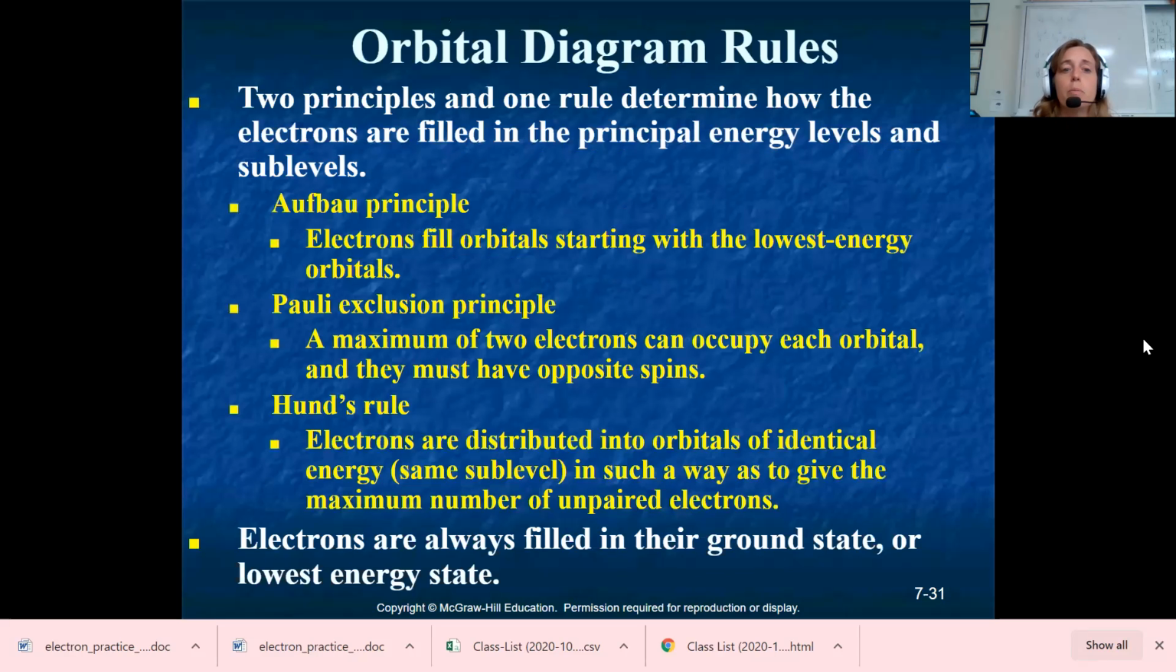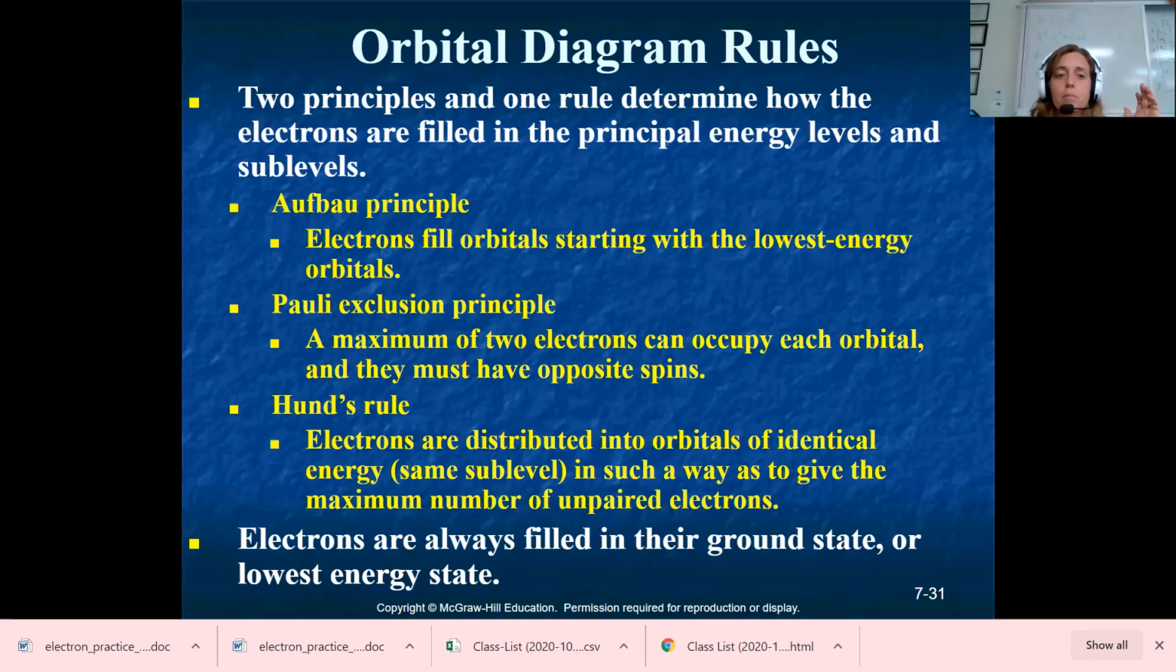Now, 2 principles and 1 rule determine how the electrons are filled in the principal energy levels and sublevels. So there's something called the Aufbau principle. Electrons will fill orbitals starting with the lowest energy orbitals first, okay? So that means row 1, I know it's at the top, but because the number is the smallest, that's the lowest energy level. And so you work your way all the way up to 7 being the highest, okay?